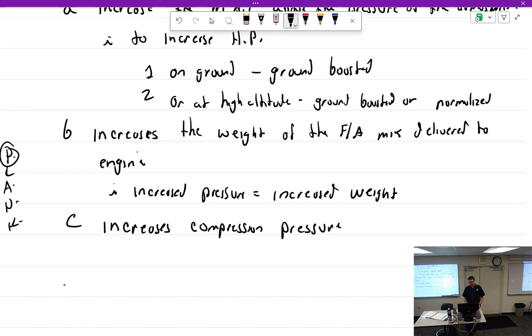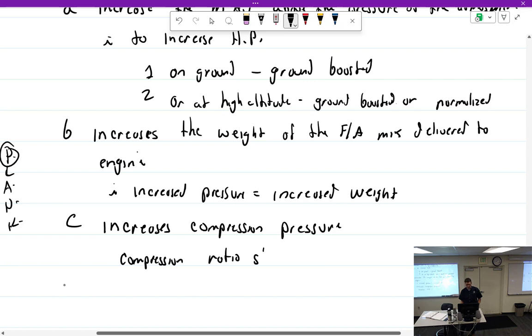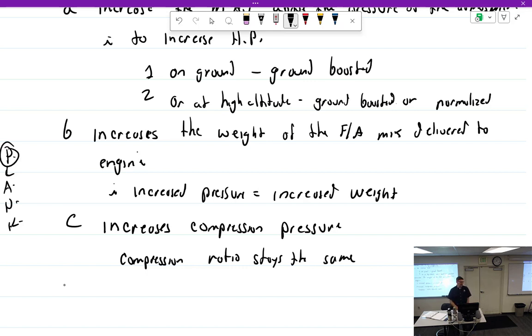Does it change my compression ratio? No. Would it change your compression, like how much pressure is in the cylinder? The compression ratio is the ratio between the volume of the cylinder at bottom dead center versus top dead center. But would it change the compression in the cylinder? Oh yeah, it changes the pressure in the cylinder. It doesn't change the ratio. The ratio stays the same.